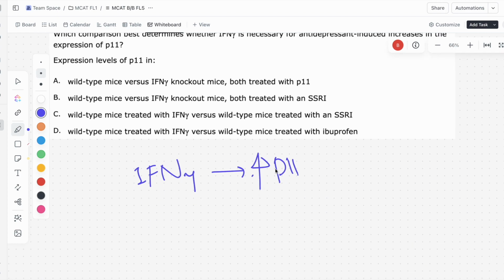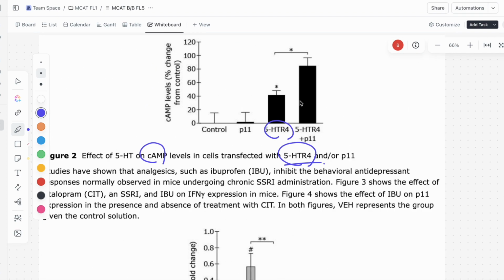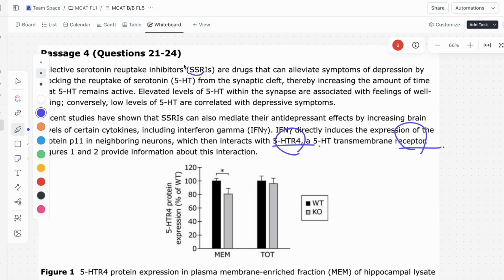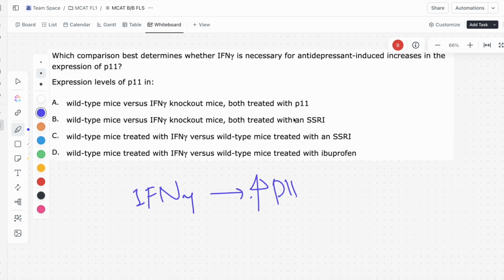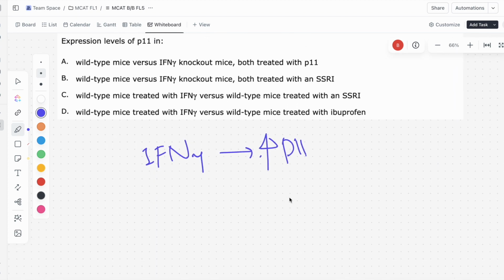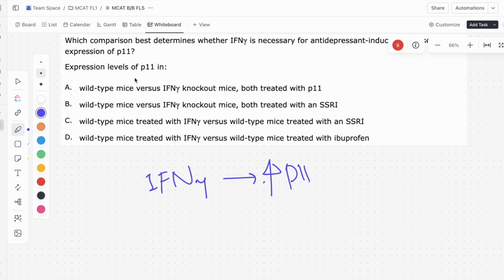All right, so what's the antidepressant we're looking at in this passage? We're probably going to be looking at SSRIs. And you can double check this by the fact that all of these, A, B, C, and D, all of them look at SSRIs. All right, so let's look at the answer choices here. It says A, wild-type mice versus IFN gamma knockout mice, both treated with P11.